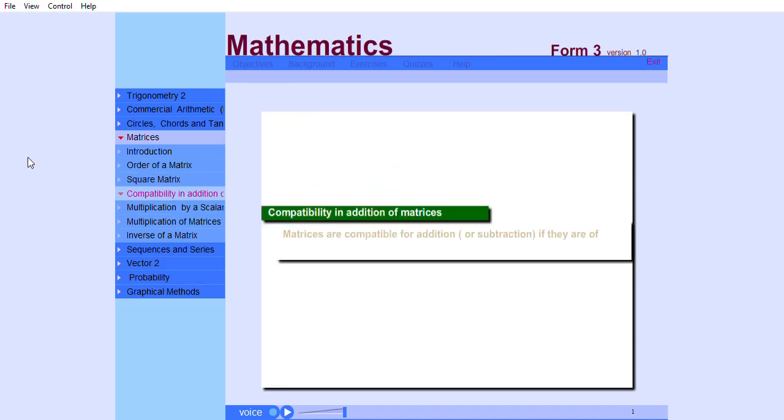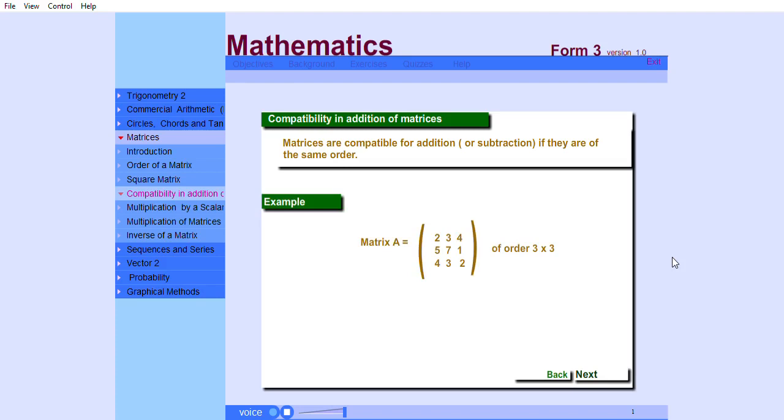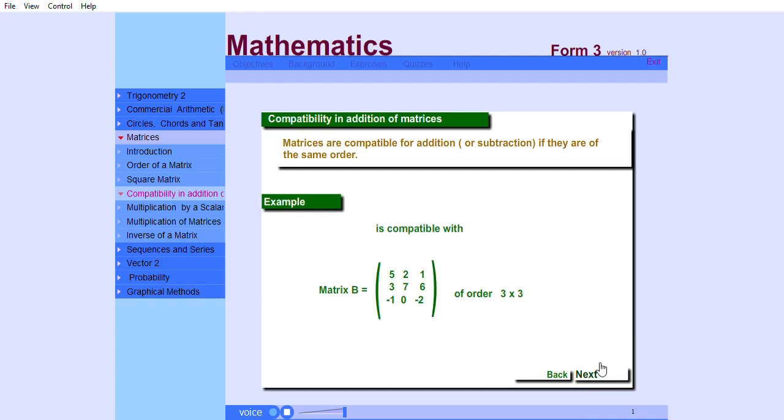Compatibility in addition of matrices. Matrices are compatible for addition or subtraction if they are of the same order. Example: matrix A is equal to matrix 2, 3, 4, 5, 7, 1, 4, 3, 2 of order 3 by 3. Is compatible with matrix B is equal to matrix 5, 2, 1, 3, 7, 6, negative 1, 0, negative 2 of order 3 by 3.